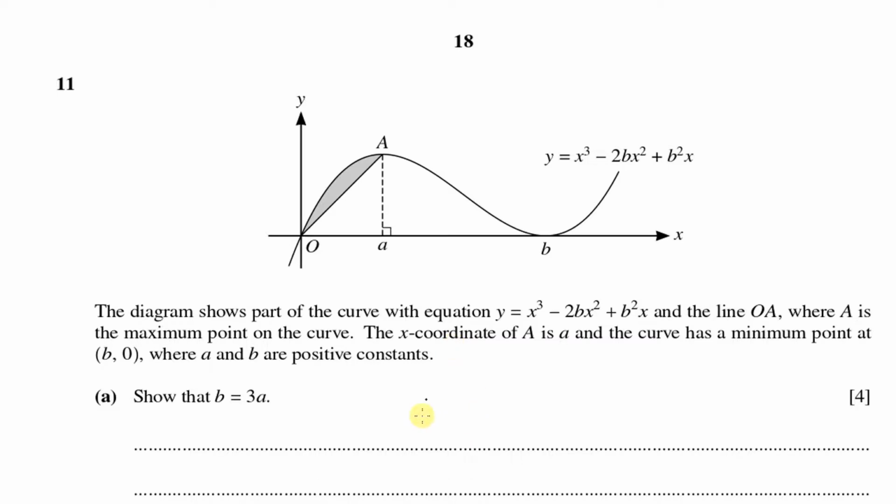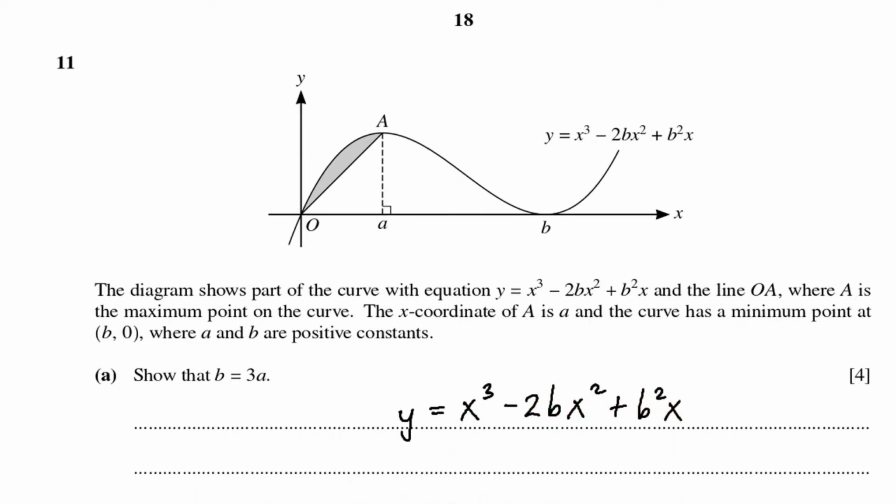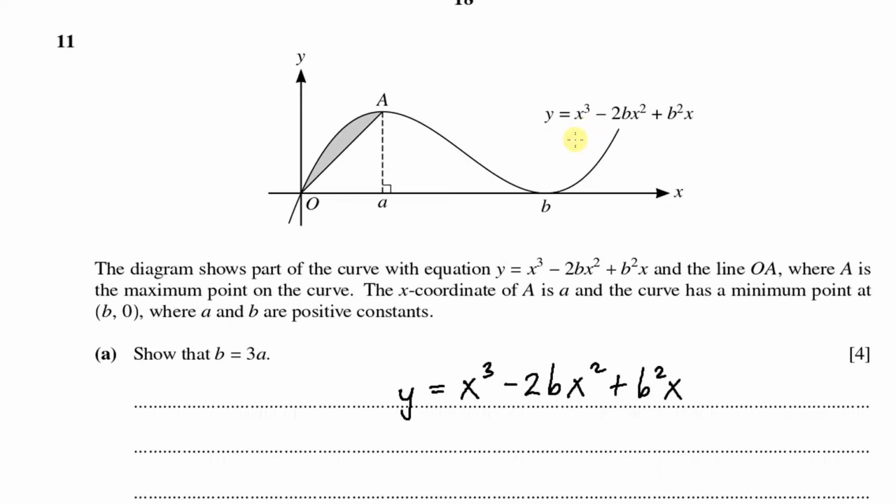So here we have the equation of the curve as y = x³ − 2bx² + b²x. And we've been given information concerning the turning points. So we know that the curve has 2 turning points: when x is equal to a here, and also the turning point at B, which is a minimum with coordinates (b, 0).